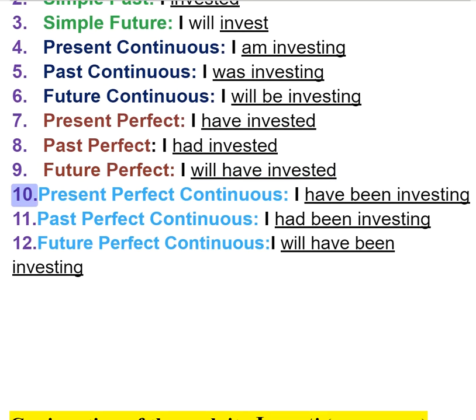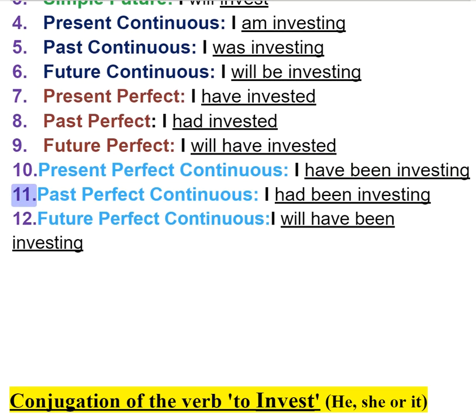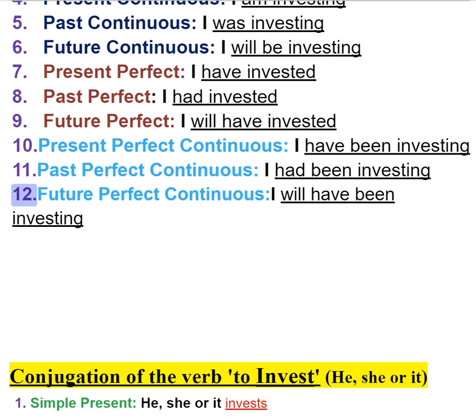10. Present perfect continuous, I have been investing. 11. Past perfect continuous, I had been investing. 12. Future perfect continuous, I will have been investing.